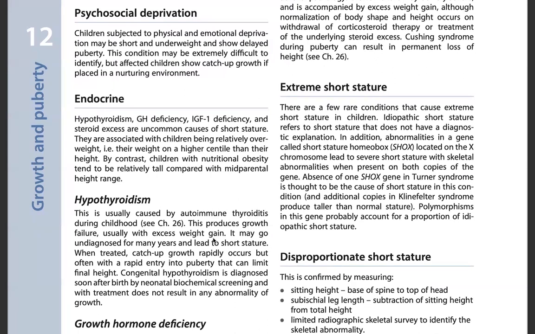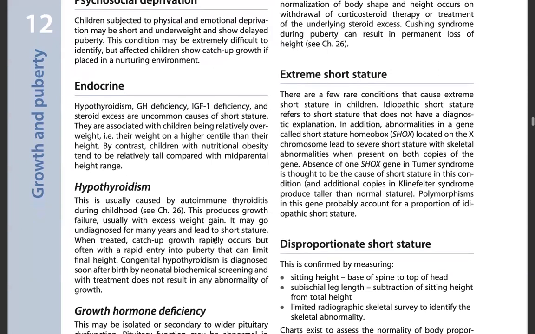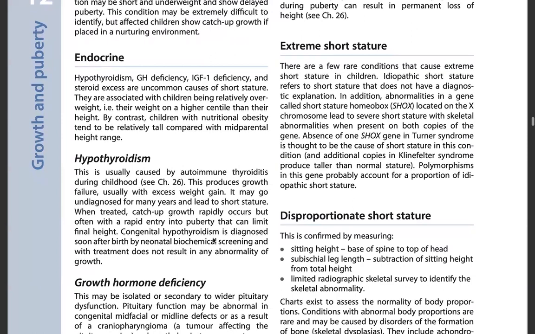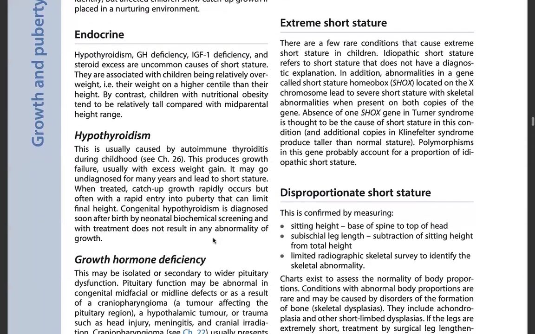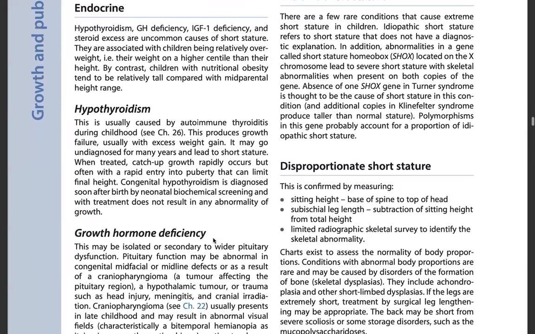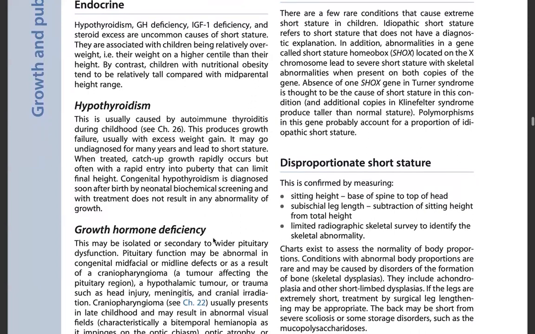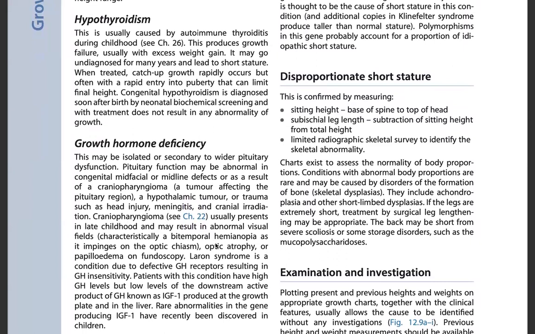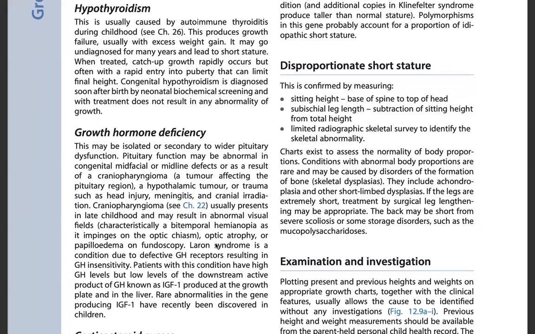They are associated with children being relatively overweight, i.e., their weight on a higher centile than their height. By contrast, children with nutritional obesity tend to be relatively tall compared with the mid-parental height range. Hypothyroidism is usually caused by autoimmune thyroiditis during childhood. This produces growth failure, usually with excess weight gain. It may go undiagnosed for many years and lead to short stature. When treated, catch-up growth rapidly occurs, but often with a rapid entry into puberty that can limit final height.